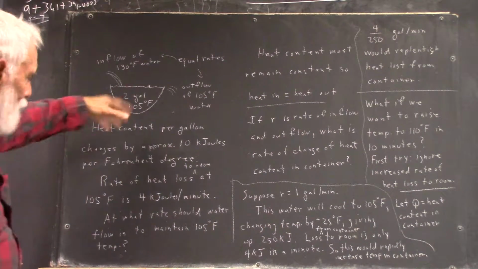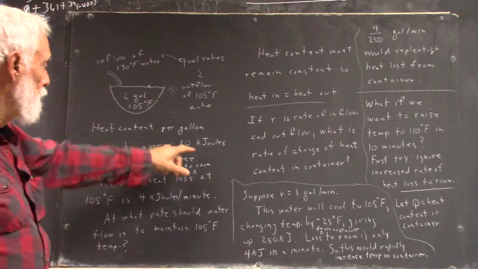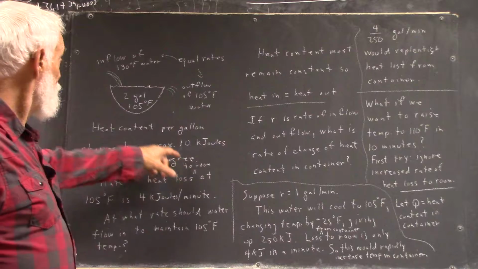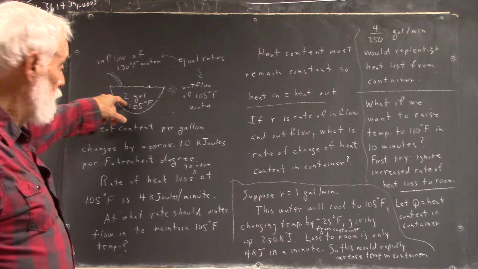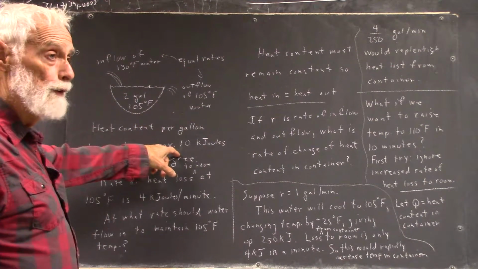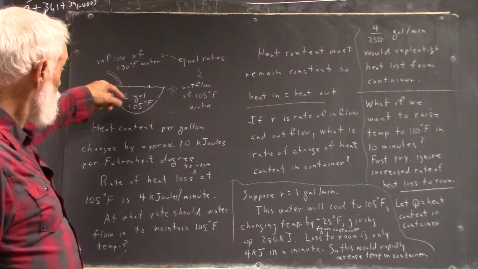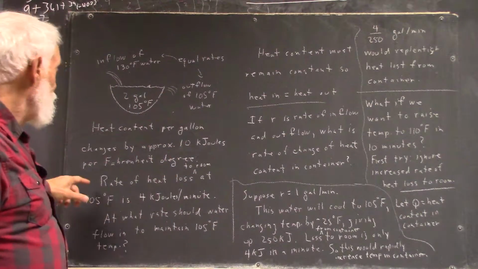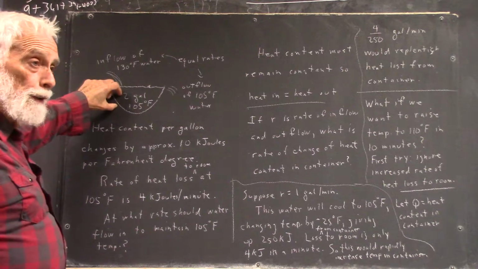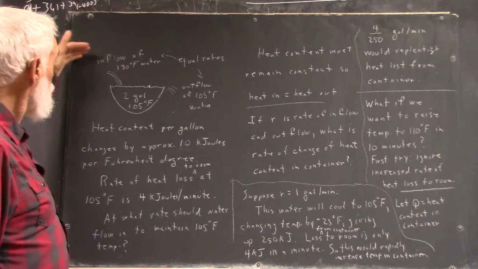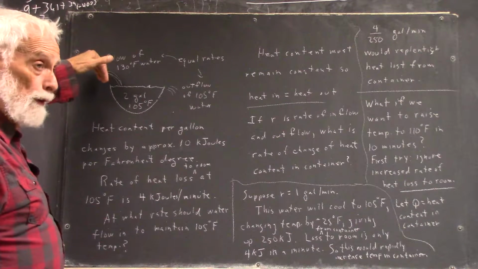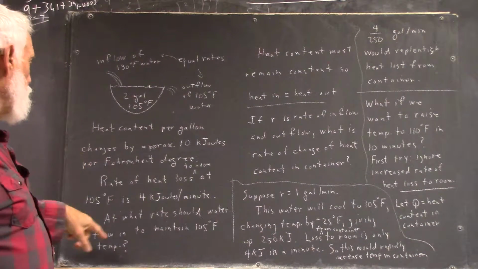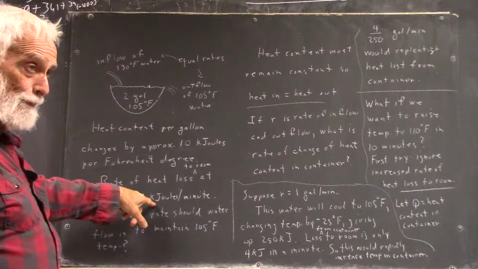Well, I've got to tell you how much it changes. It changes by 10 kilojoules per Fahrenheit degree. Okay? So if this went up a Fahrenheit degree, you'd have 10 kilojoules for each gallon, 20 kilojoules for the 2 gallons. Okay? Now, you also have heat loss from the container to the room. Now you've got 130 degree water flowing in here. We'll deal with that in a minute. But you've got heat loss to the room at a rate of 4 kilojoules per minute. Okay?